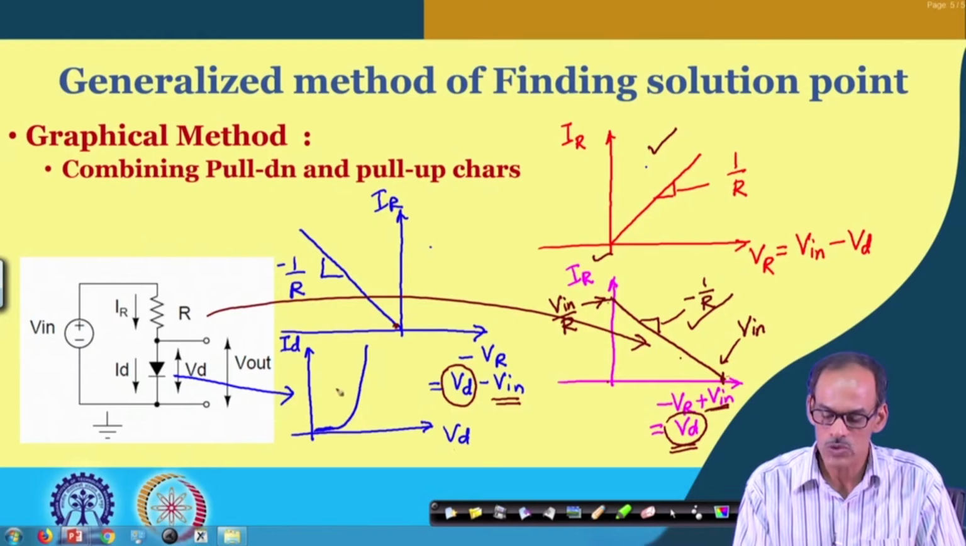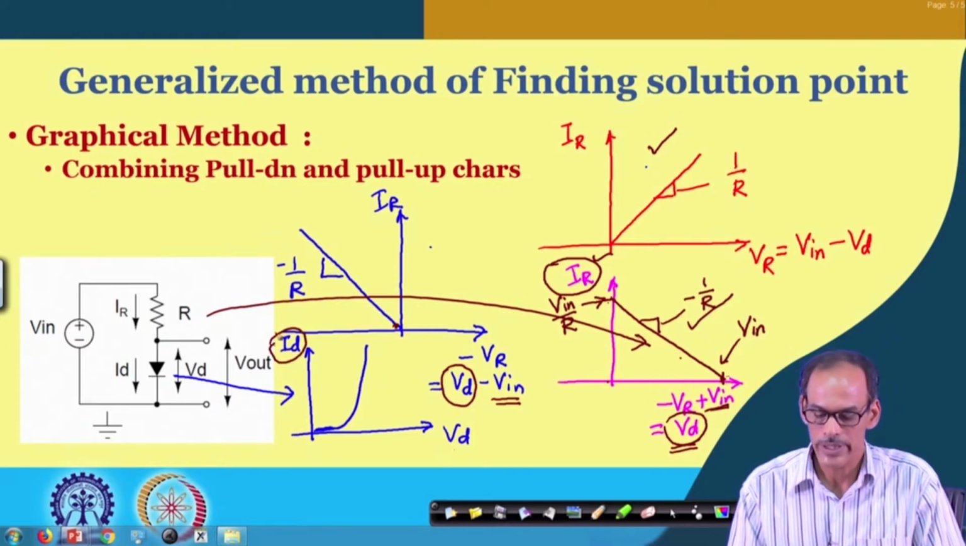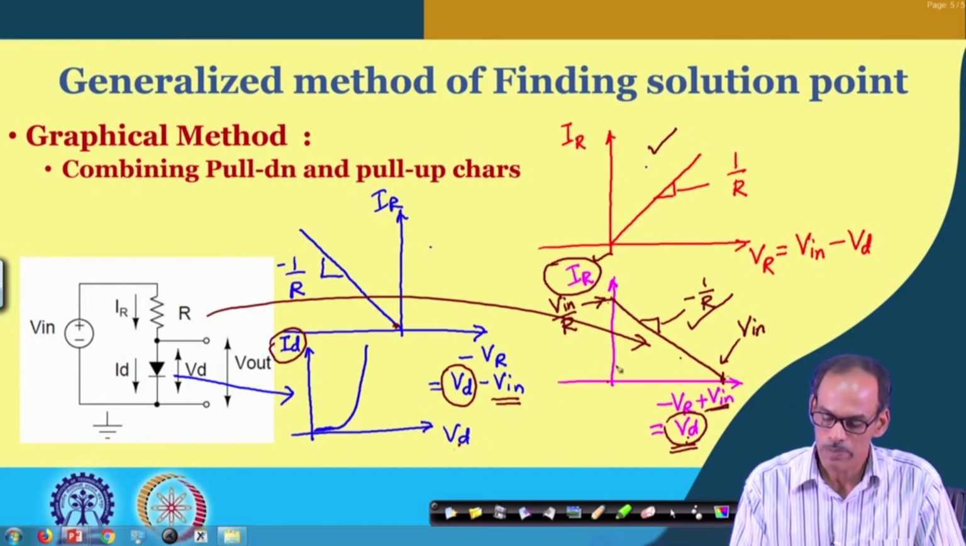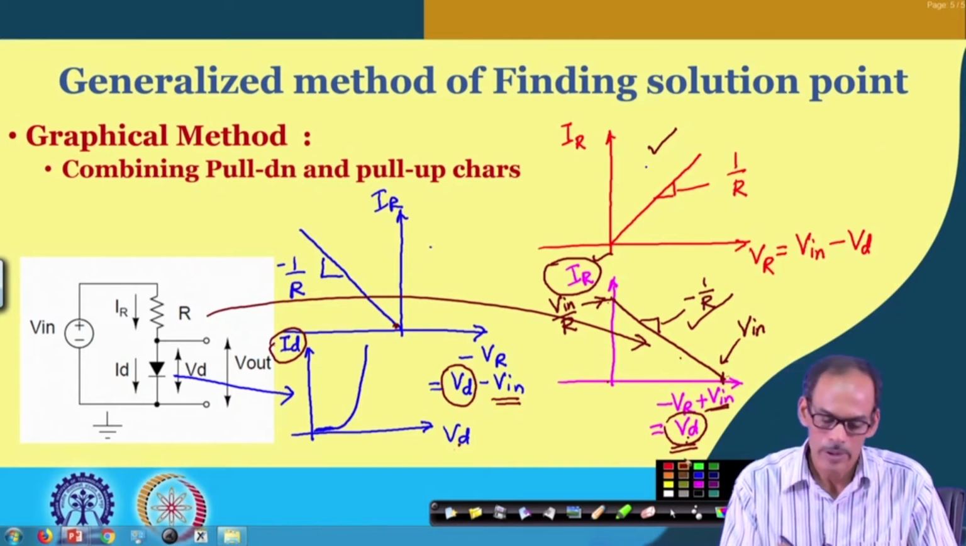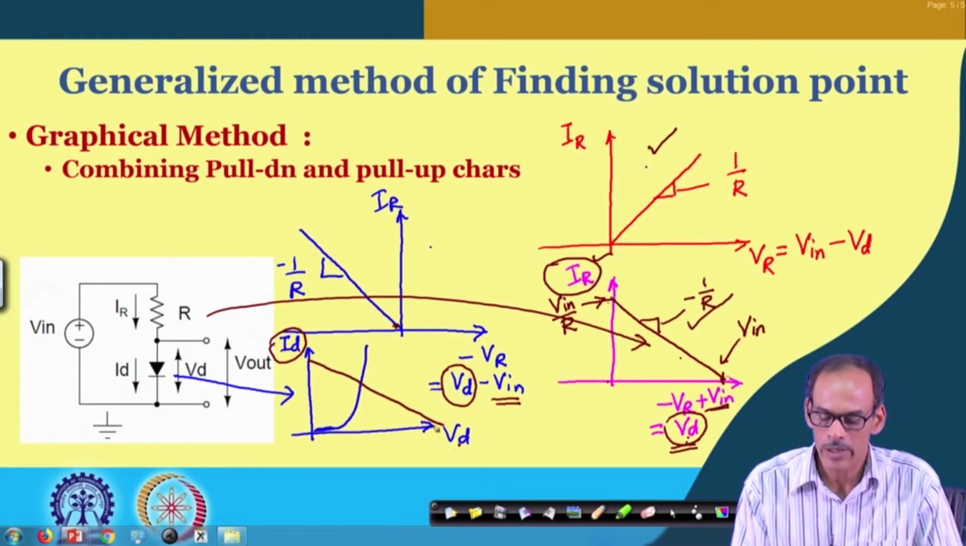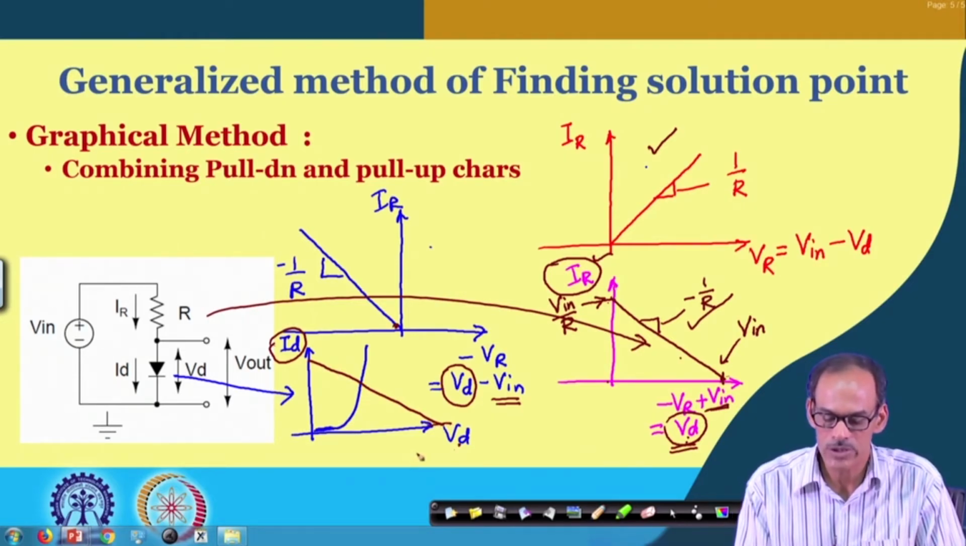So, if I overlay these two characteristics, incidentally we are making I r equal to I d, which means that we are satisfying KCL. Likewise, since these two x axes are the same, we are actually satisfying KVL. So, if I superimpose this characteristic curve here, what we mean is that the pull up and pull down characteristic curves fall on the same graph, and the matching of these two axes ensures the KCL and the KVL.